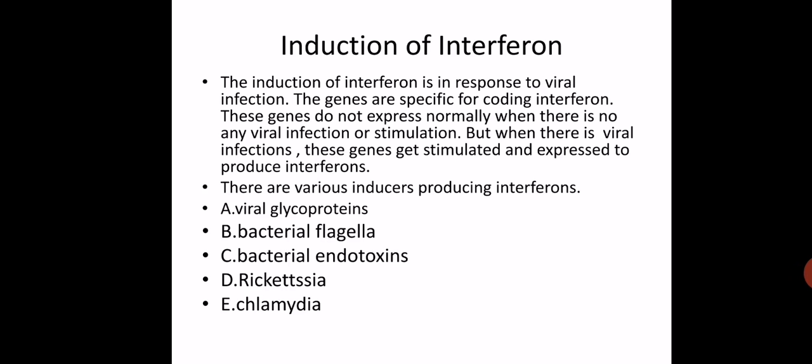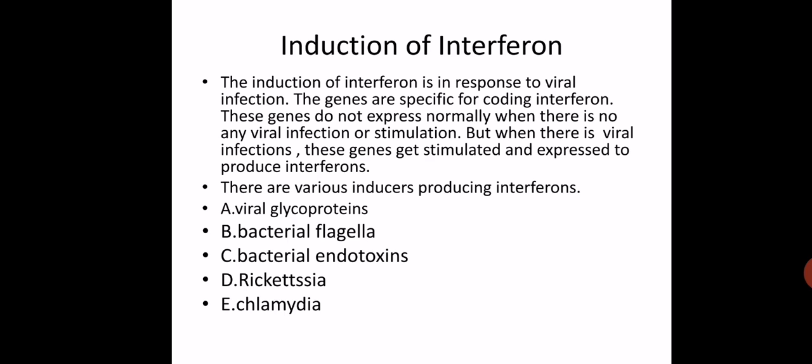So we know that interferons are of three types: type 1, type 2 and type 3. Alpha, beta, gamma, and lambda. These are different types of interferons. We are now studying how induction of interferon happens, how the production occurs, and which type of cells produce which type of interferons. Alpha interferon, beta interferon, gamma interferon, these are the different types, but which cells are producing these interferons, that we are going to study here.